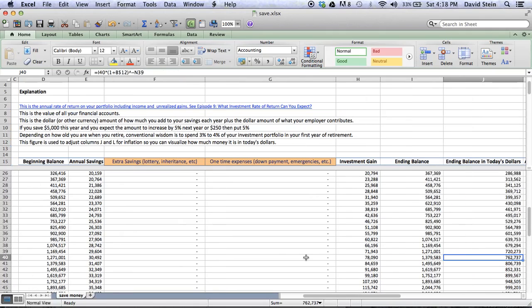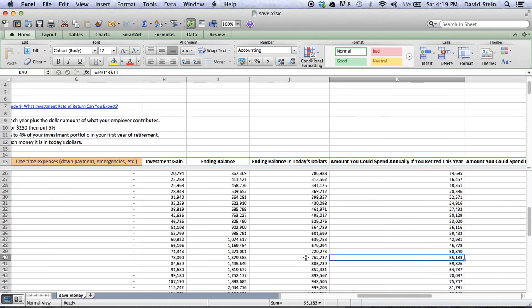Now, here's the interesting thing. Because we're assuming a rate of inflation, even though your portfolio would be worth $1.3 million 25 years from now, in today's dollars, in other words, if it was today, it would only be worth $762,000. In other words, you'd only have $762,000 of purchasing power in today's dollars. And that kind of allows you to say, all right, yeah, I know I'm going to be a millionaire in 25 years, but really, if I reflect that in what that money's worth today, it'd only be worth $762,000.